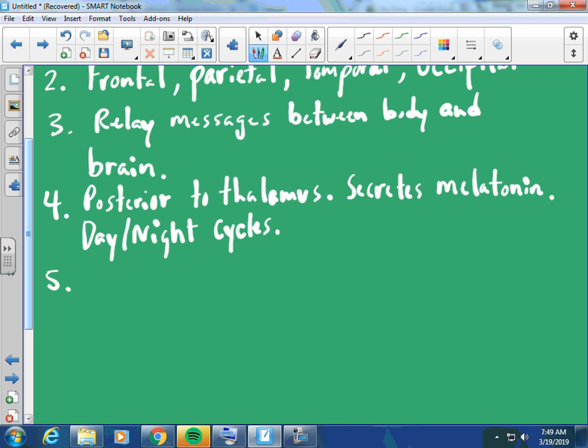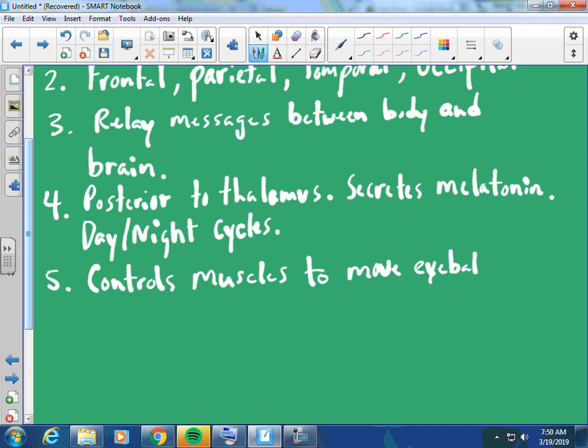All right, number 5. What does the oculomotor nerve do? Any ideas? Crystal? Moves the eyeball around, so it controls muscles, or sends messages to muscles, I should say. Eyeball. Nice.